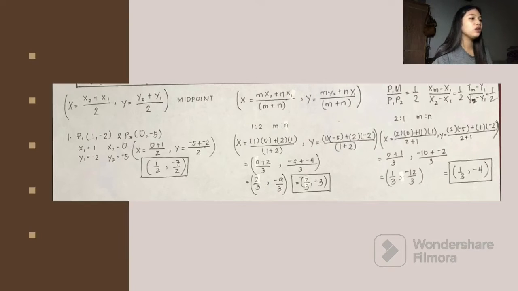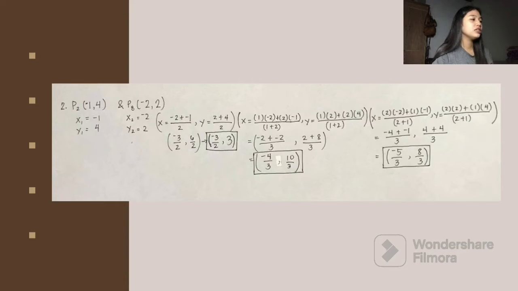So let's continue to the trisection point nearest to the second point. Let's plug in, but this time, m is equal to 2 and n is equal to 1. X equals 2 times 0 plus 1 times 1 over 2 plus 1 is equal to 1 over 3. Y is equal to 2 times negative 5 plus 1 times negative 2 over 2 plus 1. So it is equal to negative 12 over 3. So the ordered pair of the trisection point nearest to the second point is 1/3, negative 4.